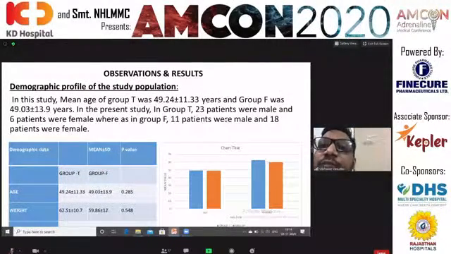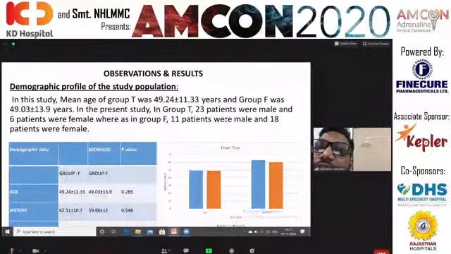So here are my results. The mean age in group T, group tramadol, was 49 and weight was 62. In group F, age was 49 years and weight was 59 kg. Next.